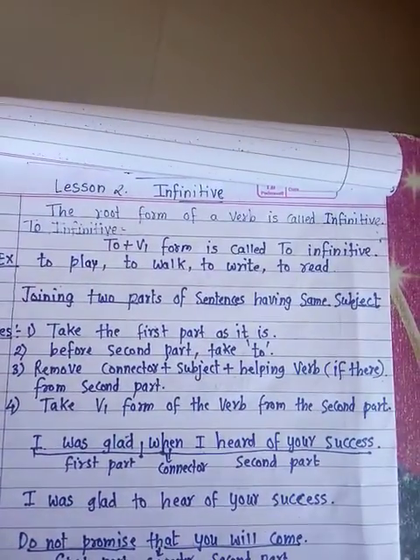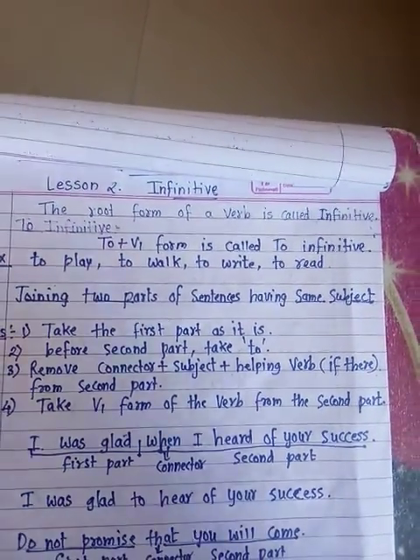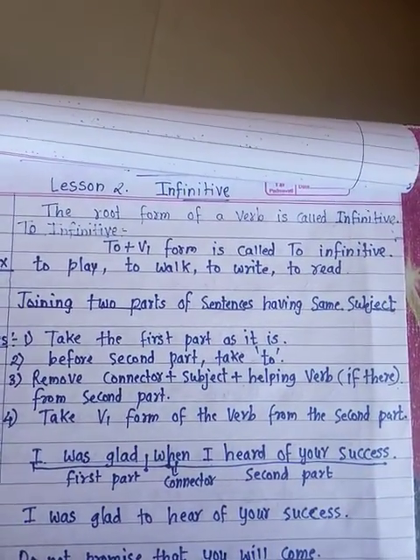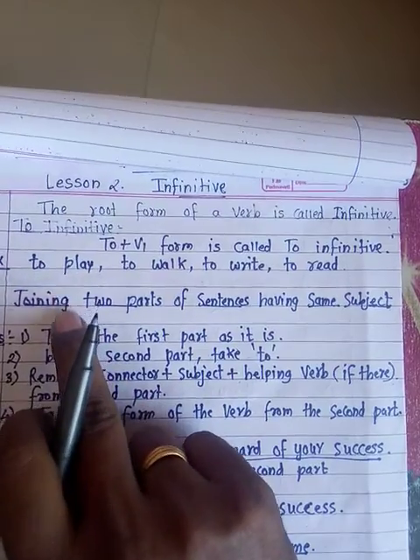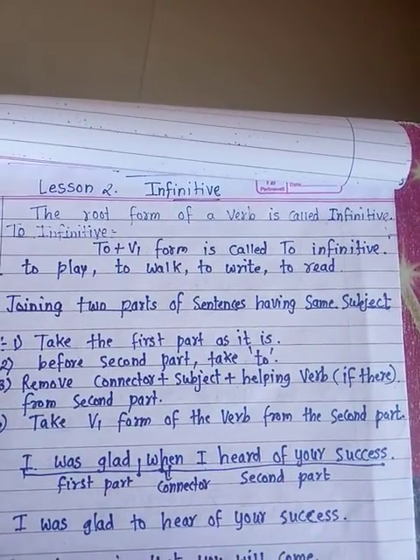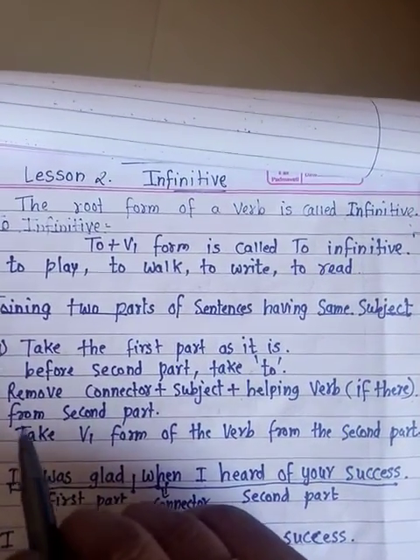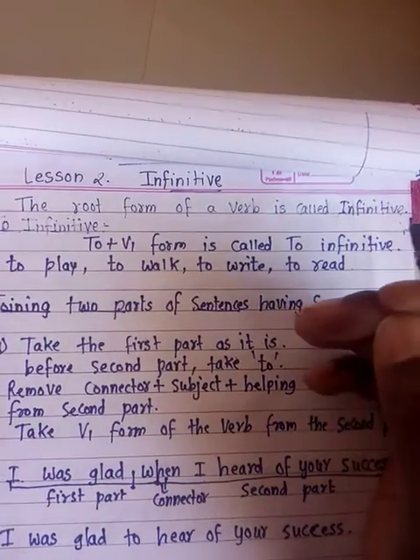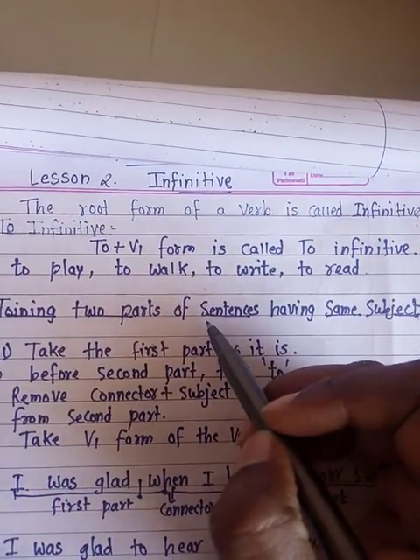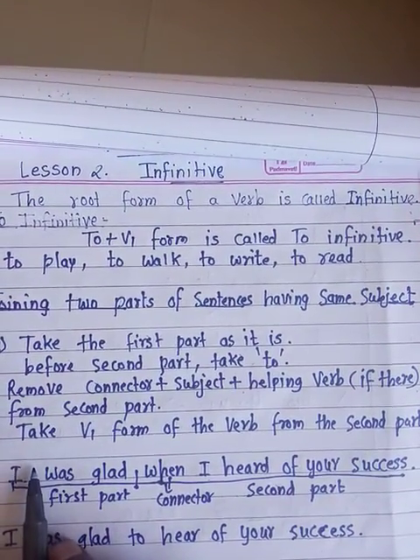Now what type of exercise is there in this lesson? It is so easy. You just have to follow some instructions and you'll be able to do it. So what is given in the exercise? Joining two parts of sentences having the same subject. Using relative pronouns, there are sometimes two parts in a sentence. Those sentences have the same subject.